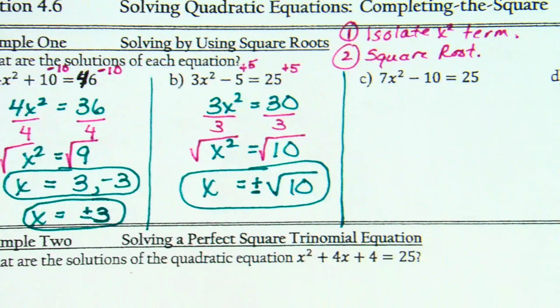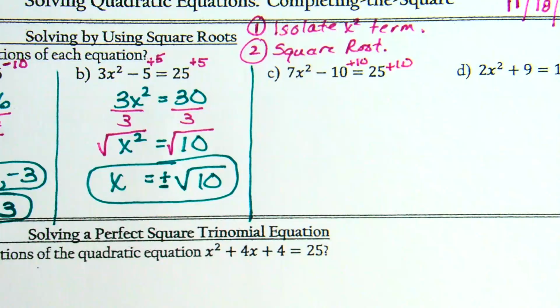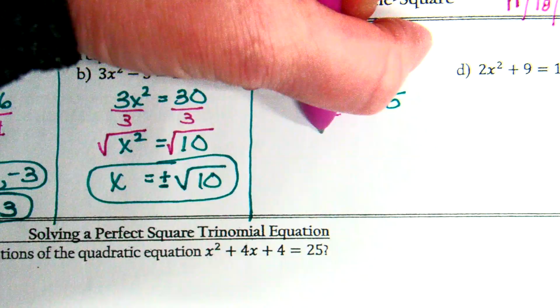Okay. 7x squared minus 10 equals 25. Okay, to get x squared by itself, Jamison says we're going to add 10. So then I end up with the equation 7x squared equals 35. Is x squared by itself yet? No, so I'm going to divide by 7? No one's saying it. So we divide by 7. X squared is 5.